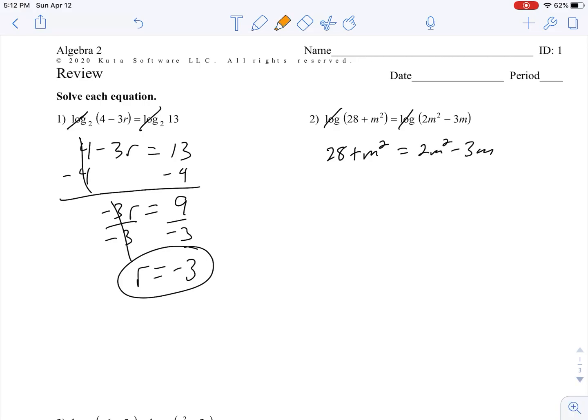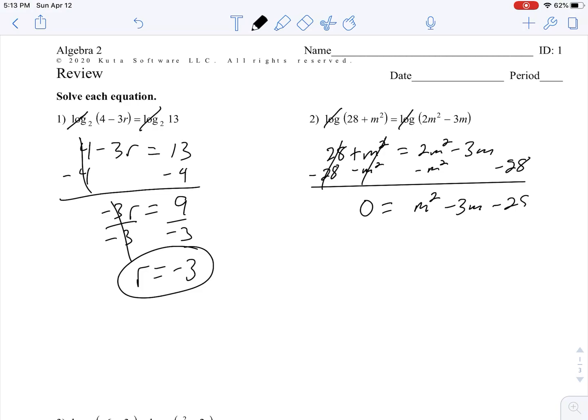When you have m squared, that means you're dealing with a quadratic, and to solve a quadratic, you need one side to equal 0. So what I'm going to do is subtract m squared to get those like terms together. I'm also going to subtract the 28, which does not have a like term to combine with, so we're more just carrying it over to the other side. So the left side works out to be 0. The right side, 2m squared minus m squared, is 1m squared minus 3m minus 28.